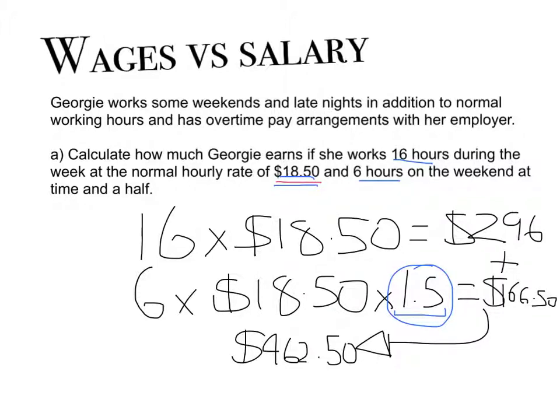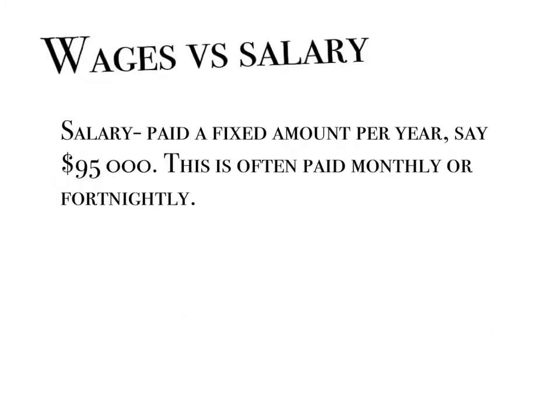It's really quite straightforward. When we look at salary, on the other hand, a salary is a fixed amount paid per year. Mr. Corsi is on a salary. She earns a fixed amount per year, no matter how many hours she works. She wishes she was on a wage, but she's not. So she could work 12 hours in one day and it wouldn't matter because she'd still get the same amount, because she gets paid per year.